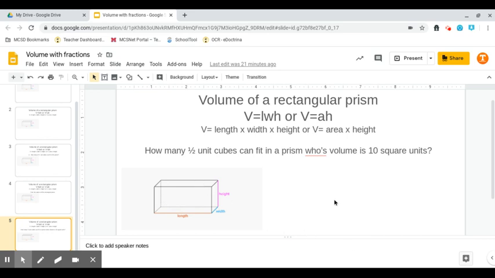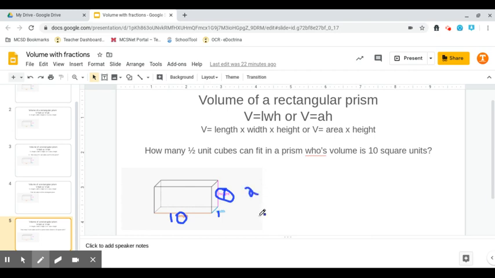So let's just make dimensions of a rectangular prism who has a volume of 10. So what times what can give me 10? 10 times 1 times 1. Length times width times height gives me 10. So this would have a volume of 10. Now, they already told me that though. I want to know how many half units can get in there. So how many half units can get into that 1?